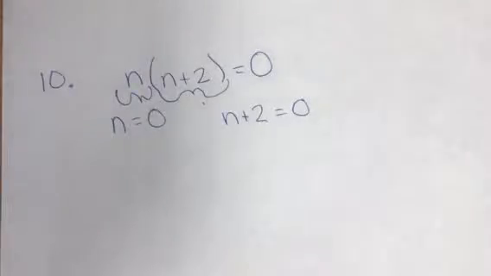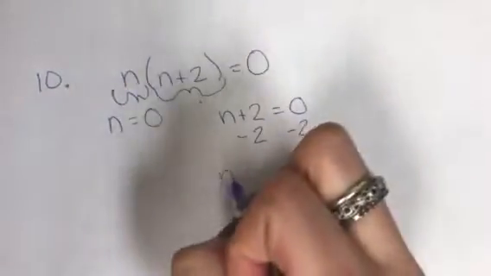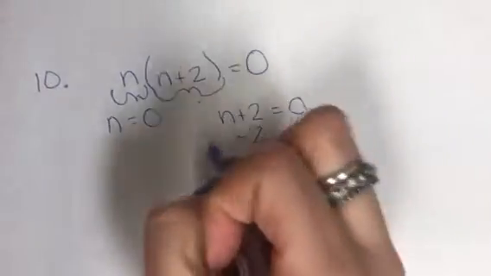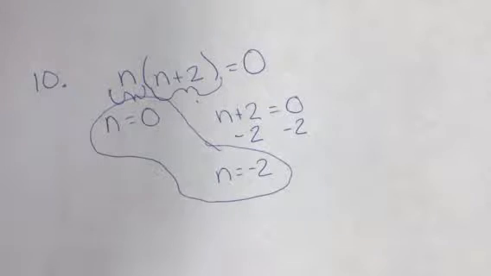And so we can also set that equal to 0. The first one is already going to be solved, so all we have to do is solve the second one. And so we will get answers of n equals 0 and n equals -2.